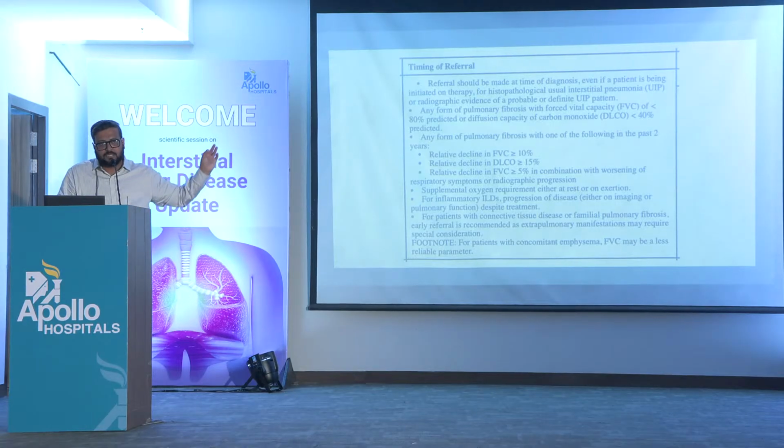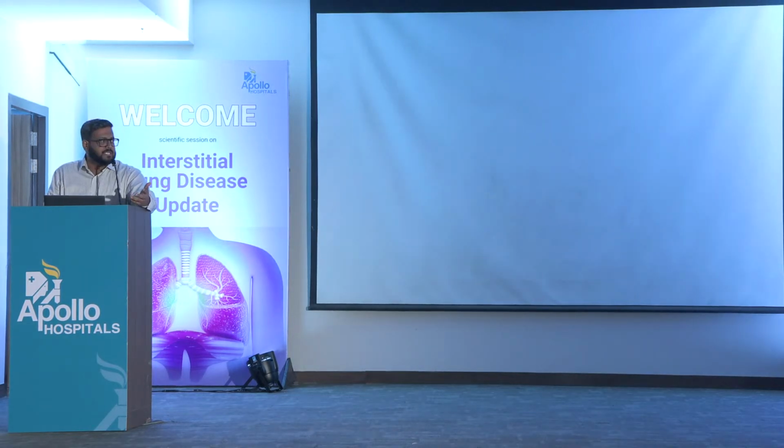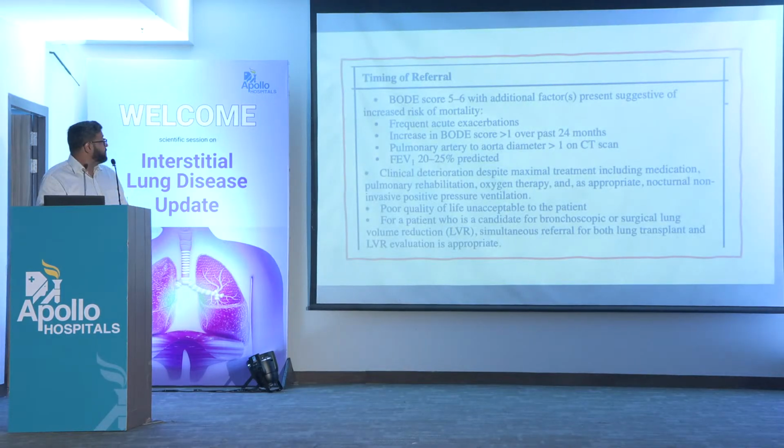If you contrast this with the referral criteria of COPD. Now COPD, the first is BODE score, which is 5 to 6. Again BODE score is something which all of us do in our OPDs when we are looking at COPD patients. So BODE score of 5 to 6 with any of the following additional risk factors: if your patient is a frequent exacerbator, if recently the BODE index has increased by 1, if you are getting pulmonary hypertension on CT, your FEV1 is 20 to 25% predicted. I'll just come back to this later.